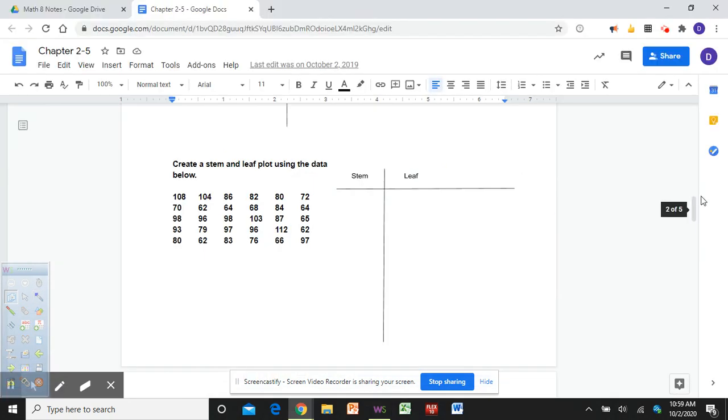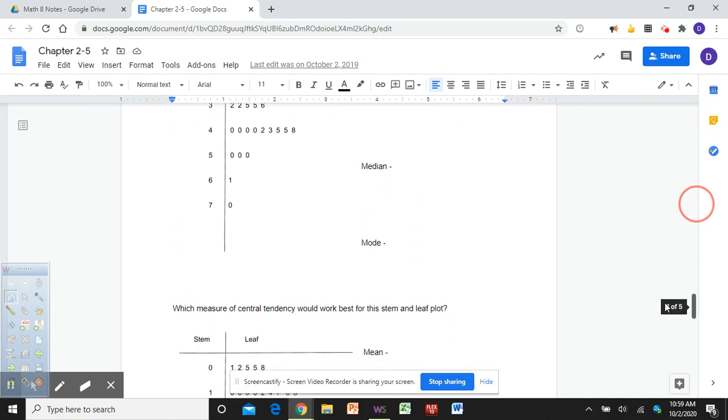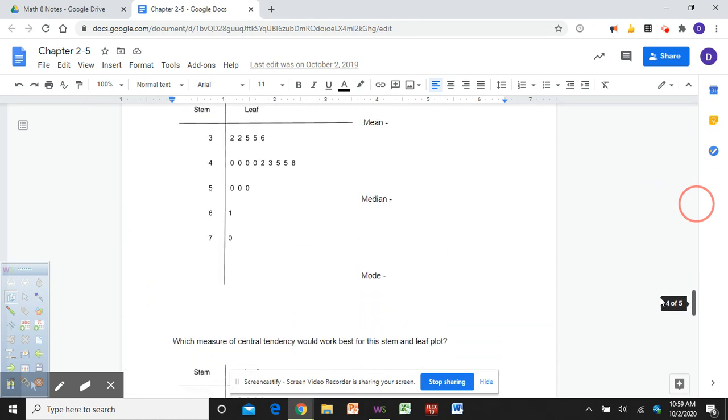And that's line plots and stem and leaf plots in a nutshell. It's just adding things together and finding the measures of central tendency, which is mean, median, and mode.